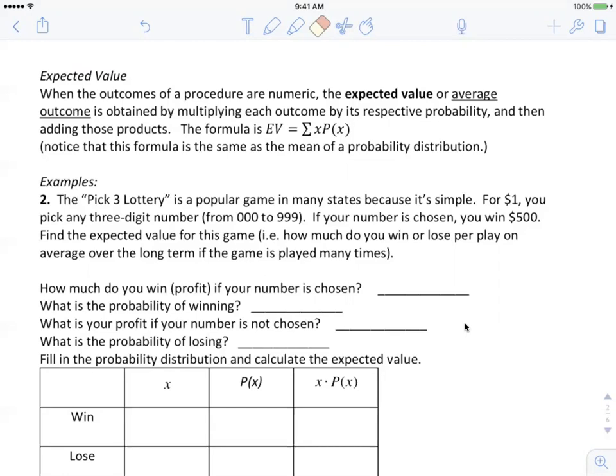So it has a formula. There's the formula for it. It's the same as the mean of a probability distribution, right? So we've seen that formula on the previous page. So let's look at an example.